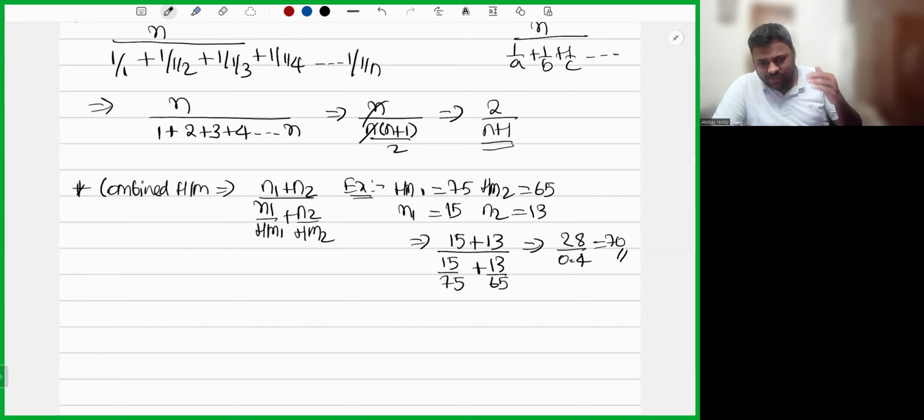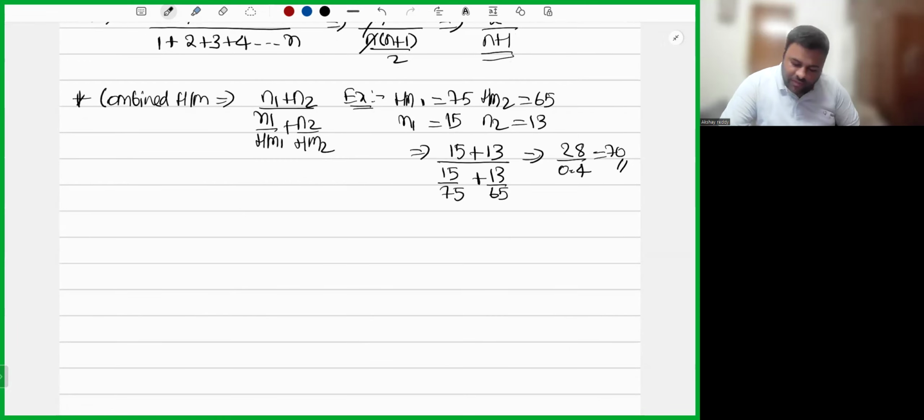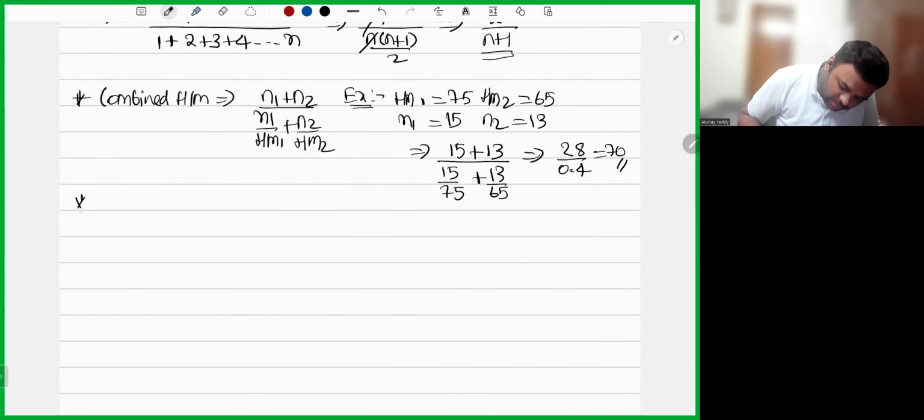So if you see, we have seen 3 basic formulas. We have seen combined HM formulas. Now, where will we be using this harmonic mean? The main place where you will be using this harmonic mean is average speed, distance, and time.